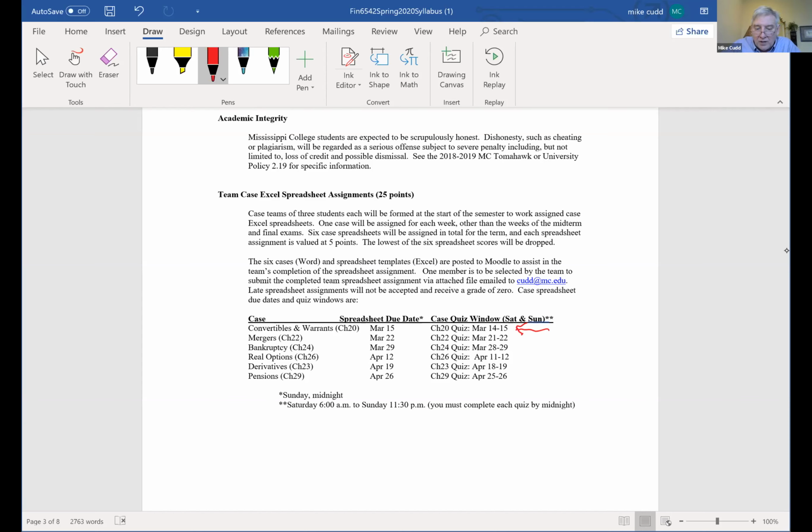In Moodle, when you pull up the Excel version of the case, it's really a spreadsheet where most of the work is done. You'll have a section called Inputs where you put in values from the case, and a section called Outputs where you put in Excel formulas. When your team sends the spreadsheet to me, I backtest it. I change some of the input values to see if those formulas produce the correct revised solution.